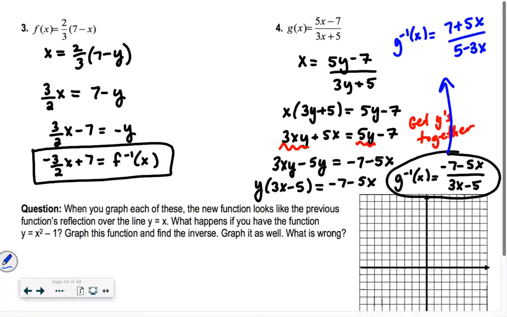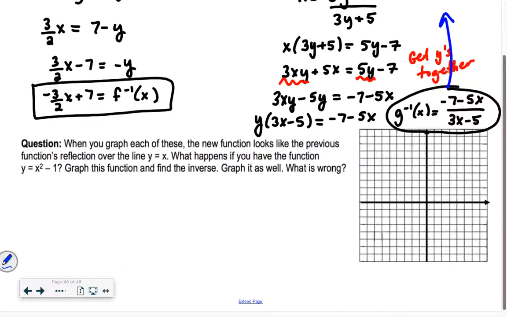All right, so it says question. When you graph each of these, the new function looks like the previous function, only it's been reflected over the line y equals x. But what if we had y equals x squared minus 1? So do we all know with our transformations what x squared minus 1 looks like? So we're going to shift down 1. So we're going to have 2 comma 3 and -2 comma 3. So it looks like this.